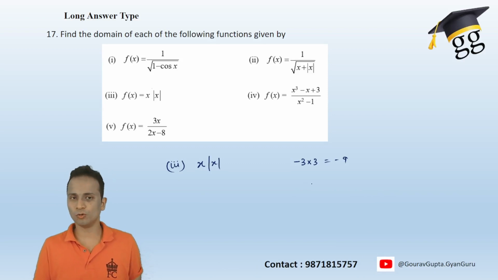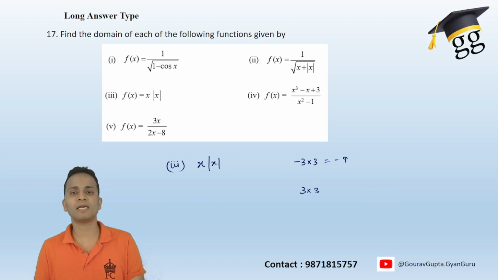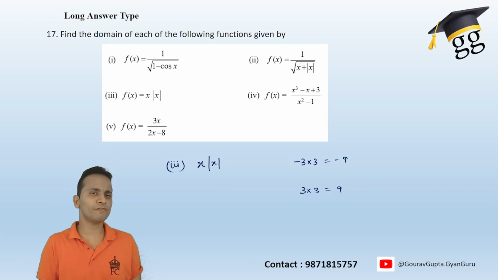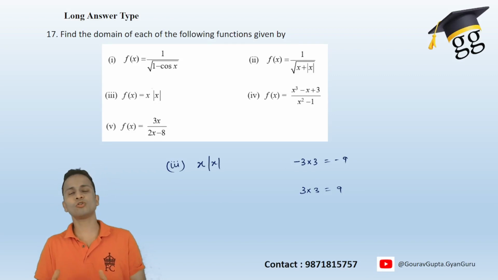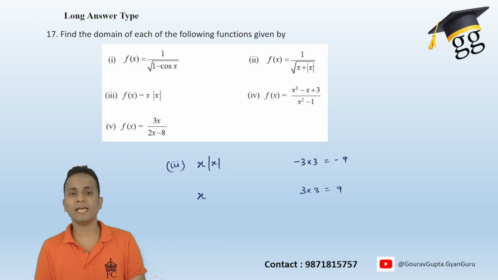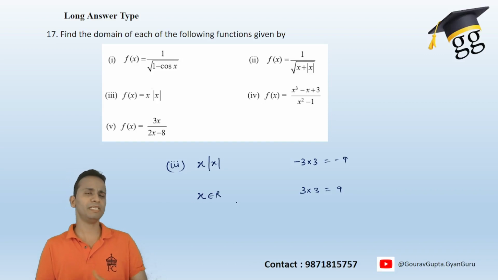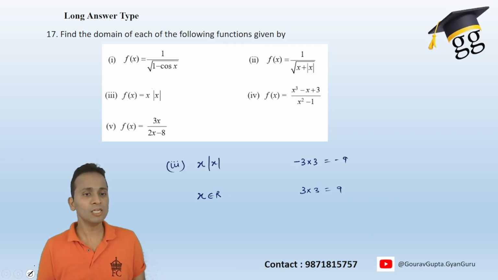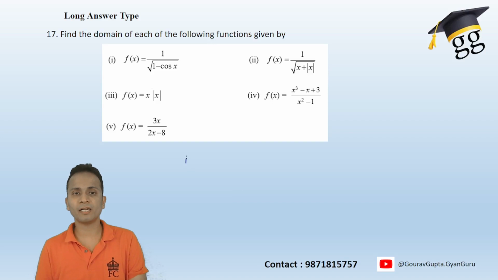Now when x is 0, the function value will be 0. Again it is defined, no problem at all. Also if x is positive, let's say the value of x is 3, the function will become 3 multiplied by 3, that is 9, which is also a defined value. So this function is defined for all negative values of x, when x is 0, and also for all positive values of x. So this function is defined when x is any real number, be it positive, 0, or negative. No problem with this. So that was part number 3. Moving on to part number 4.